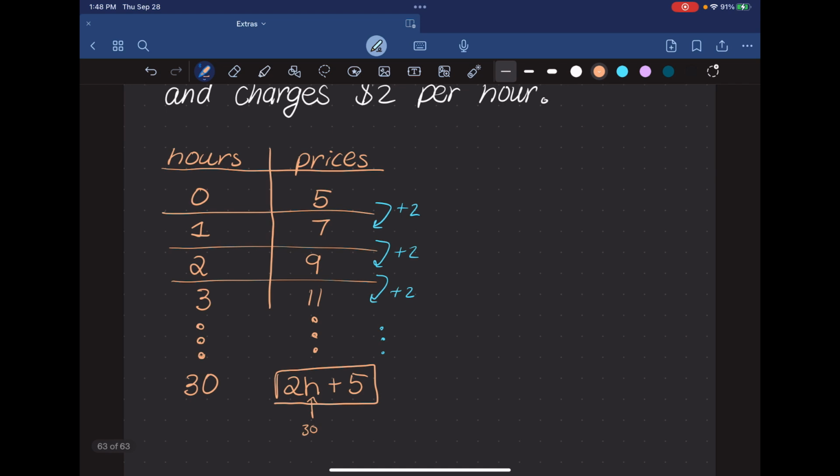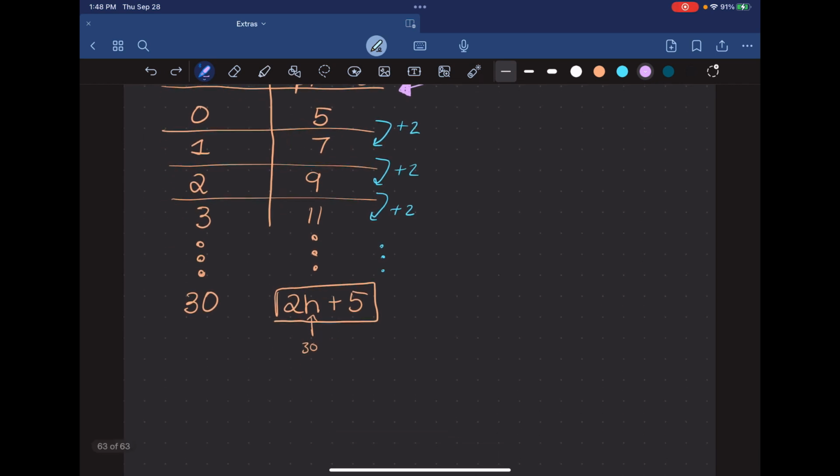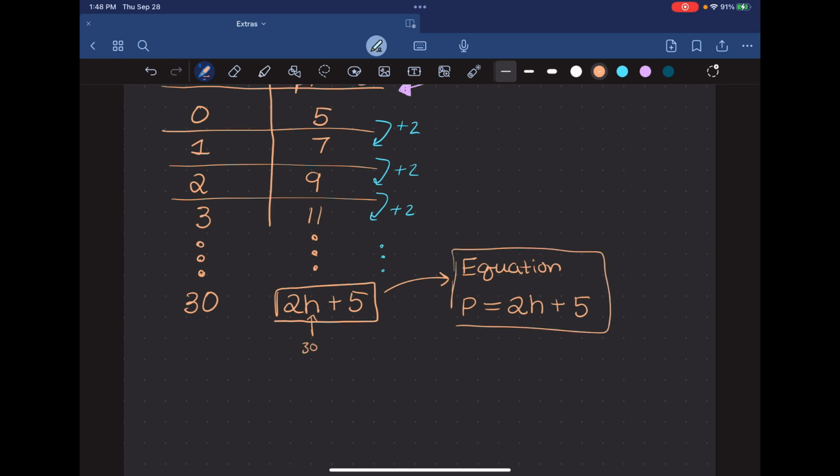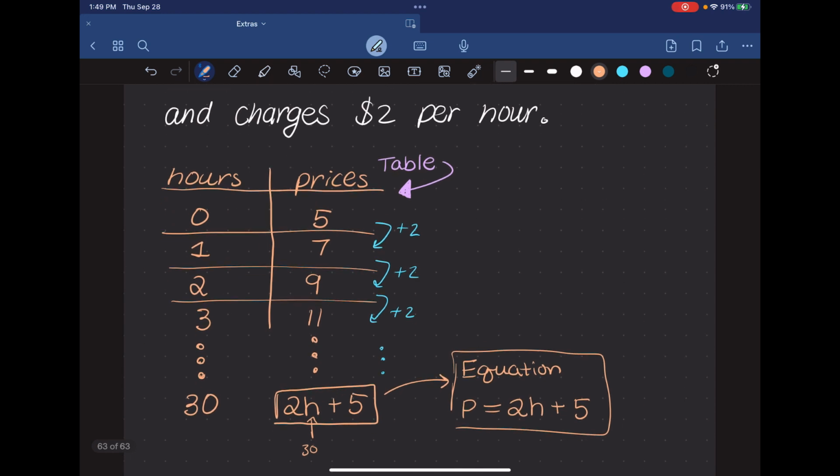Well, we started off by making a table. This was one way of depicting what was going on. And then what we just wrote down here is basically our equation. So we could have our equation where our price, I'll call it P, is equal to 2 times H plus 5, right? This is another way that I can depict this information, and describe what's going on.